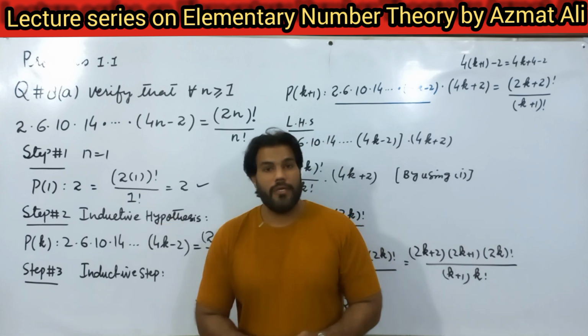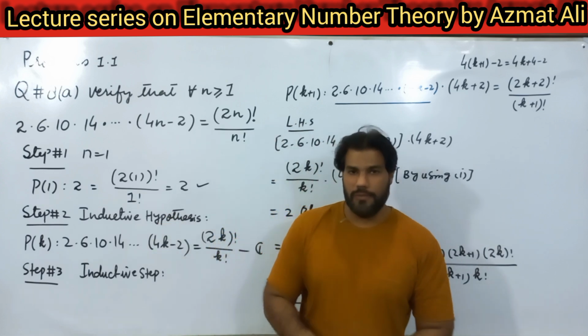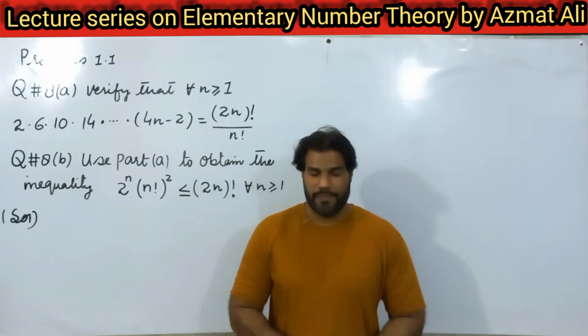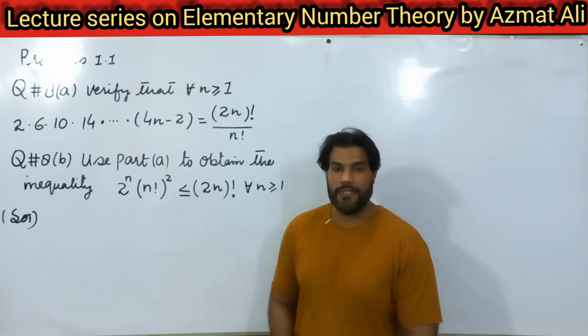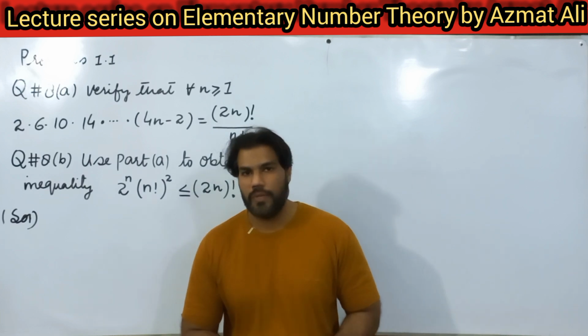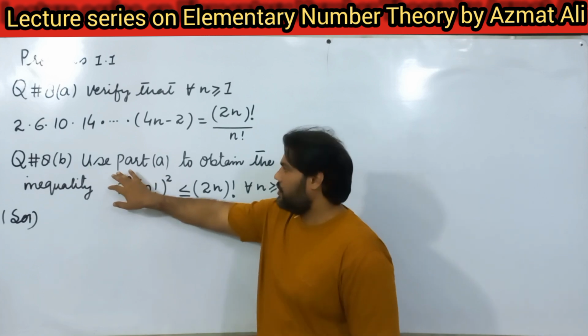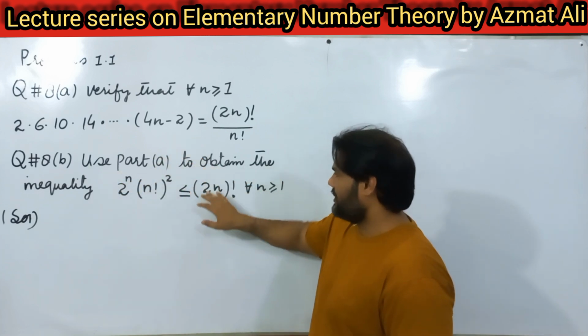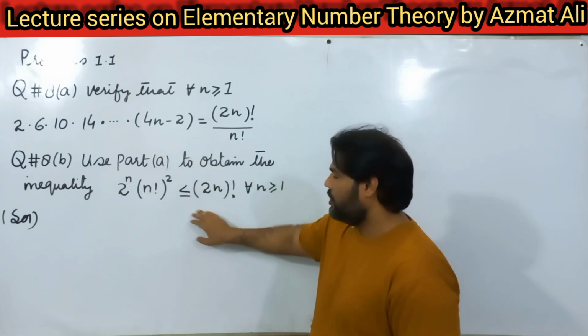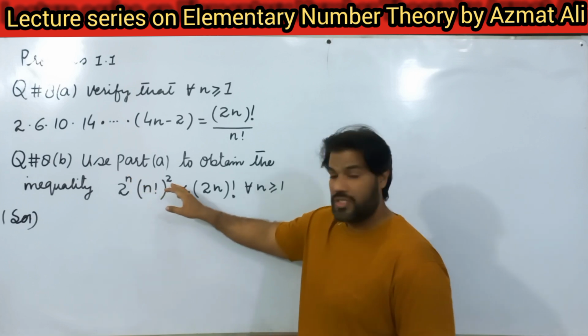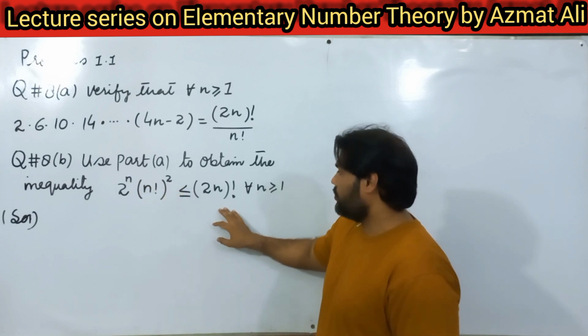Next we discuss its b part, that is very important. This is very interesting. The question says, use part A to obtain the inequality: 2 raised to power n into n factorial squared is less than or equal to 2n factorial.